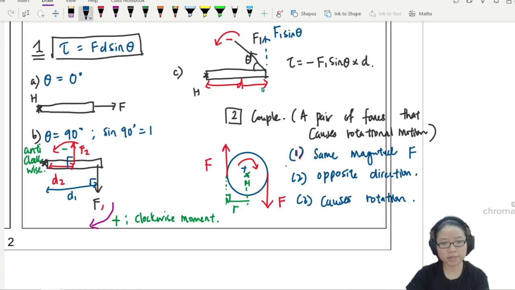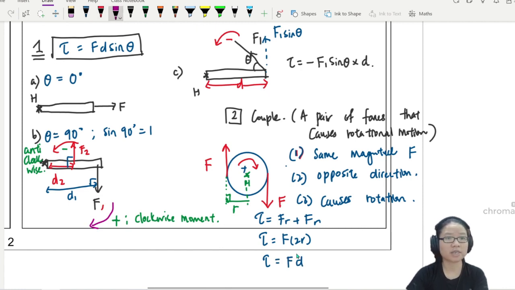So the torque here, I can calculate using F times R on one side plus F times R on the other side, because both also cause it to rotate in the same direction. So from here, this torque will be equal to F times 2R or F times D, where D is the diameter of the steering wheel or the disc or whatever it is that you are spinning. This is D.